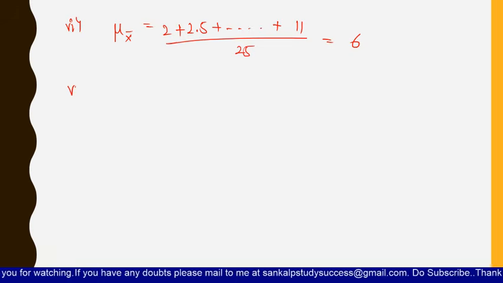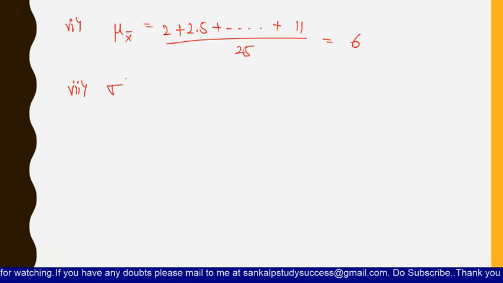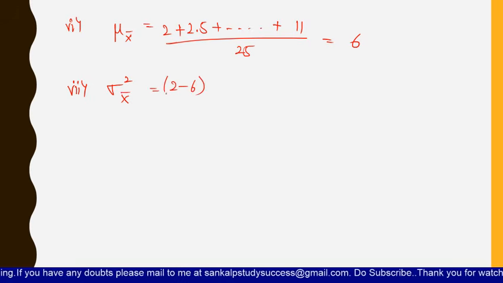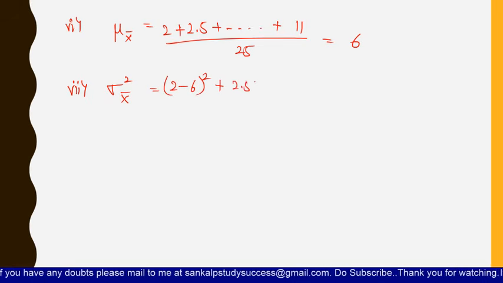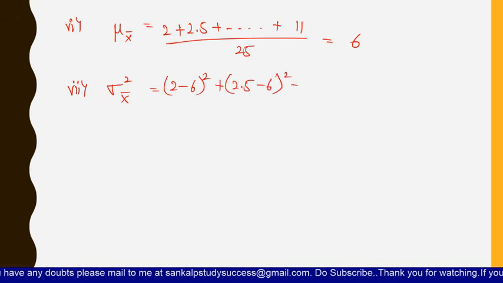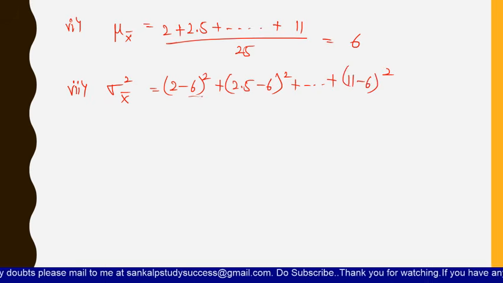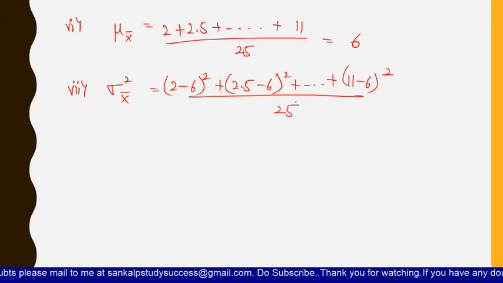Okay. Now the seventh one, you have to find out the variance, right? Variance is nothing but (2 minus 6) whole square, plus (2.5 minus 6) whole square, plus and so on up to (11 minus 6) whole square, divided by 25. If you solve this value, then you will get it as 5.4. This is nothing but the variance.